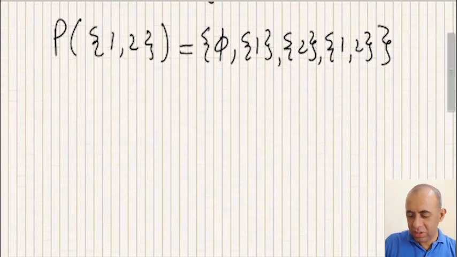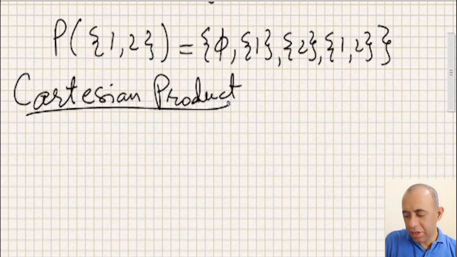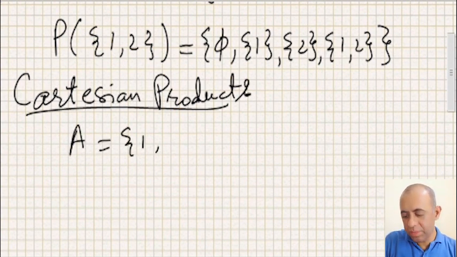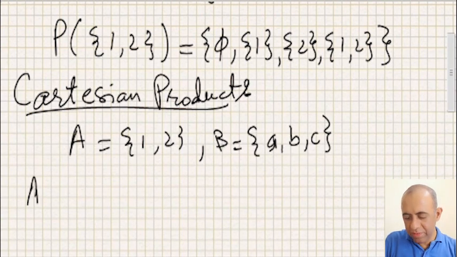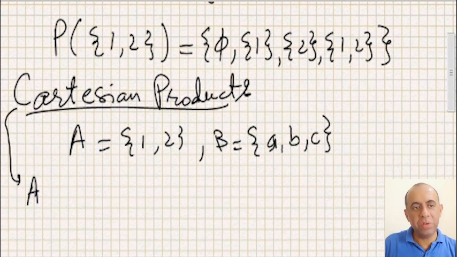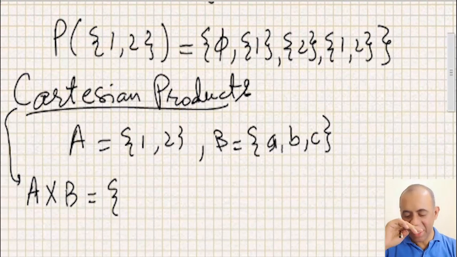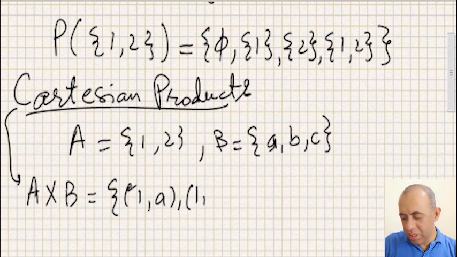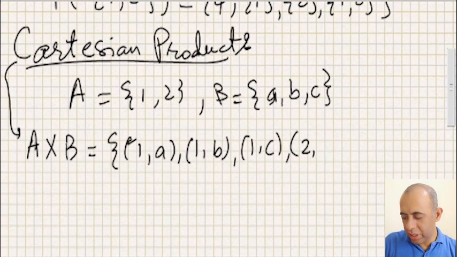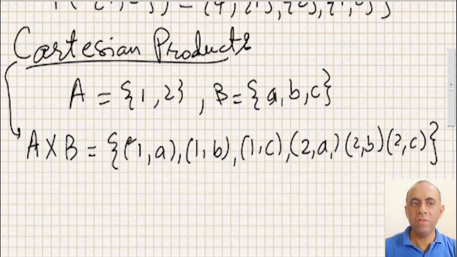Similarly, we have another definition, Cartesian product. Cartesian product is, for example, we have A equal to {1, 2} and we have B equal to {a, b, c}. We define the Cartesian product of A and B as A cross B, which is equal to the set of pairs of all the elements from A to B, like (1, a), (1, b), (1, c), (2, a), (2, b), (2, c). So these are all the elements of a cross product or Cartesian product of A and B.